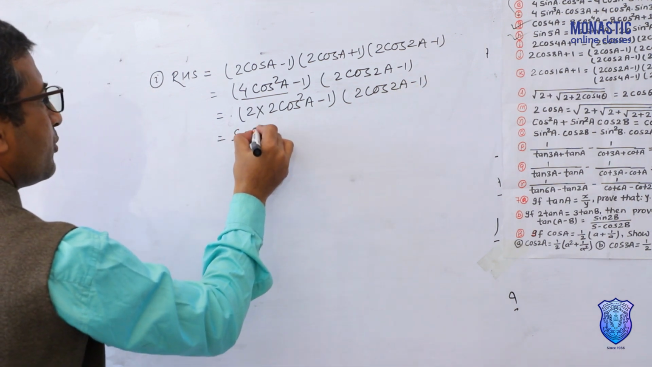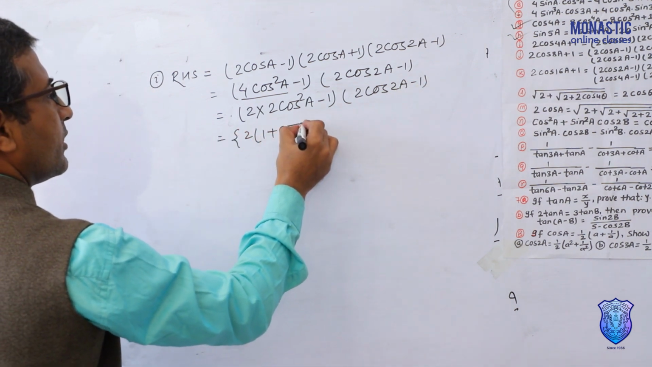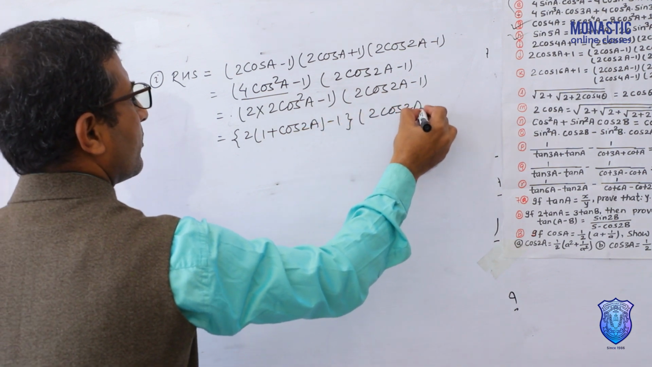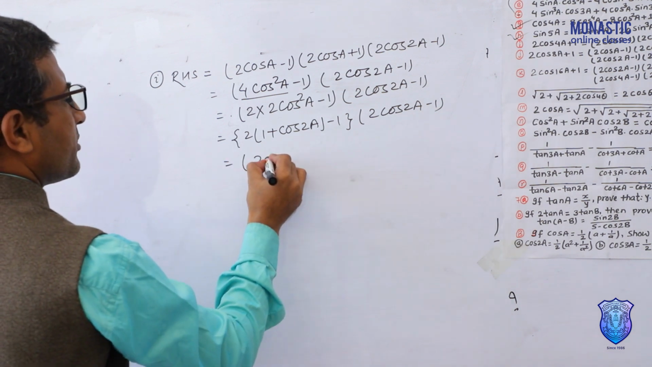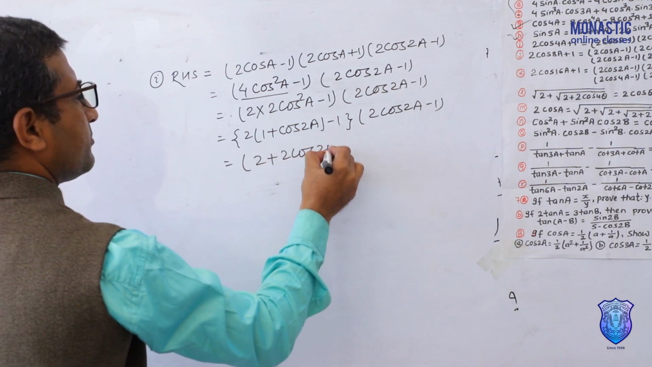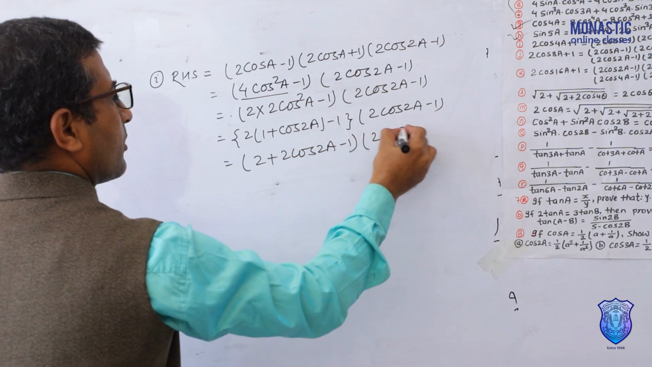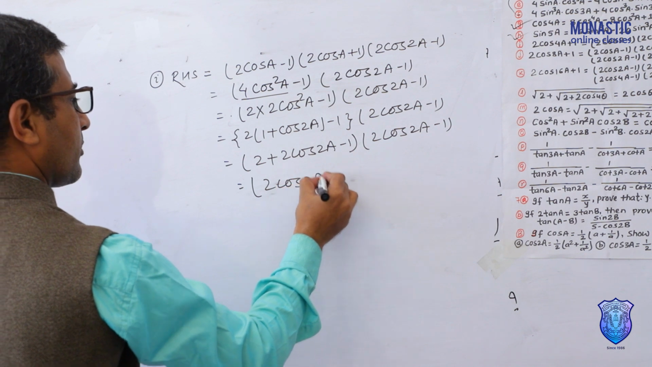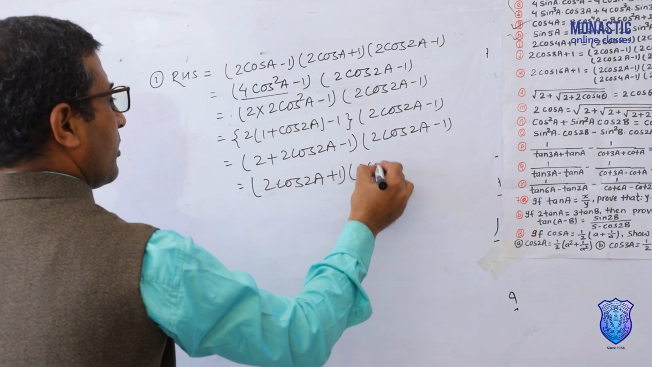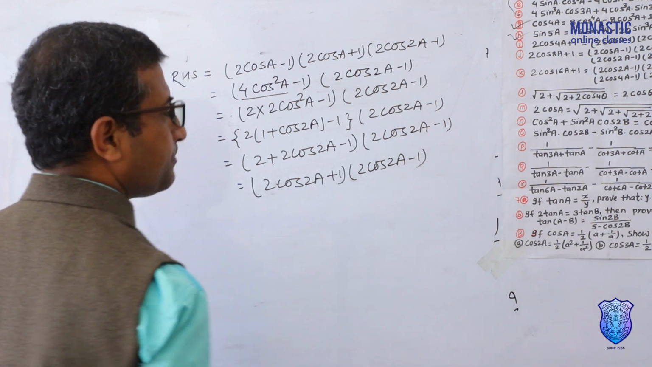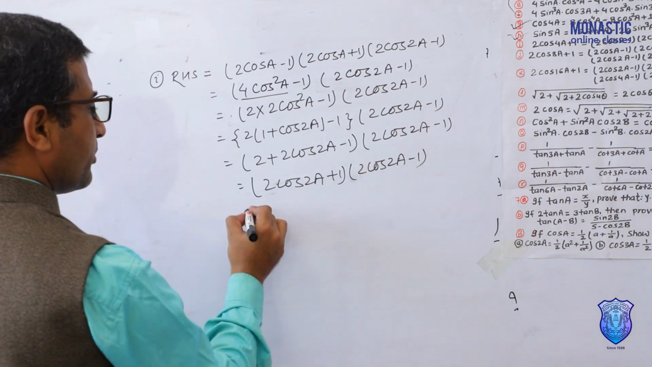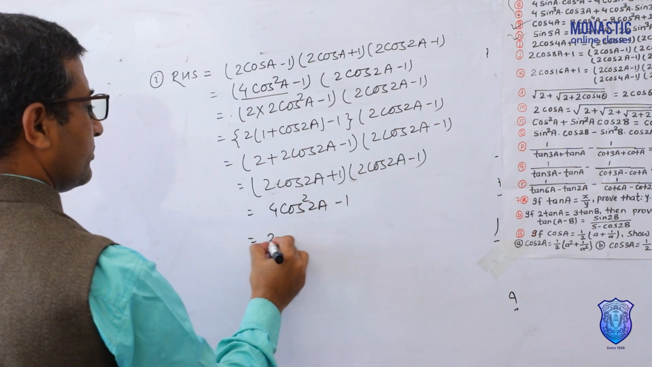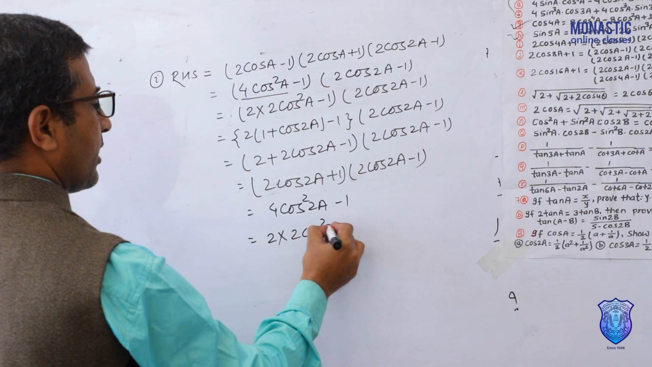What's the formula of 2 cos square we have? It is 1 plus cos 2a. Rest you know better. Do the multiplication. Do the simplification. What did you get? Again, it's in the form of a plus b, a minus b, so it is a square minus b square. Again, do the same process that we have done earlier.